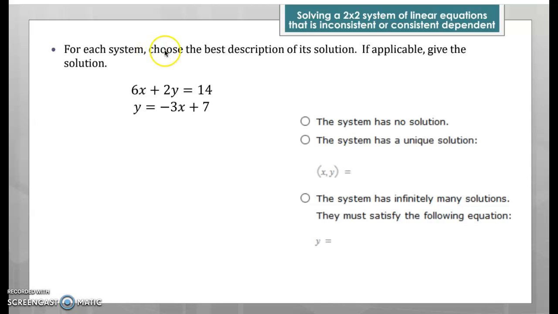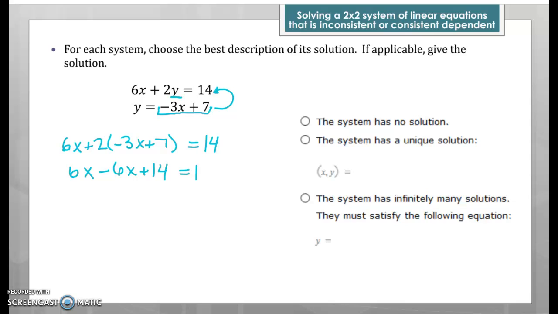For this problem, I'm told to choose the best description of the solution of this system of equations. But here, I'm already given one where y is solved. So if y is solved, I can just plug that y into the y of my other equation. So I would get 6x plus 2y, but I'm told in my second equation y has to equal negative 3x plus 7, which has to equal 14. So that's plugged into this first equation. So I'm going to get 6x, distribute the 2 in, and I get minus 6x plus 14, and that's equal to 14.